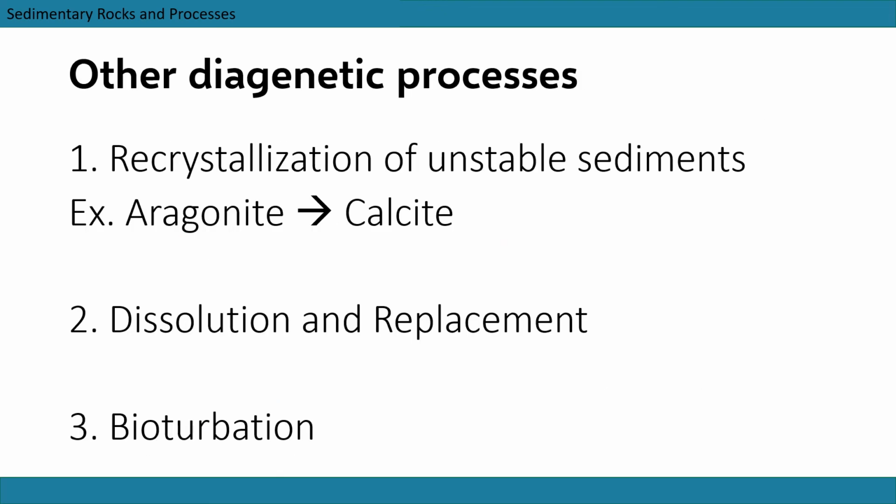Other diagenetic processes include recrystallization of unstable sediments, such as aragonite, which is CaCO3, but calcite is more stable, but is also calcium carbonate. You also have dissolution and replacement of certain minerals, and you can also have bioturbation, which is the disturbance of forming rock layers by organisms.